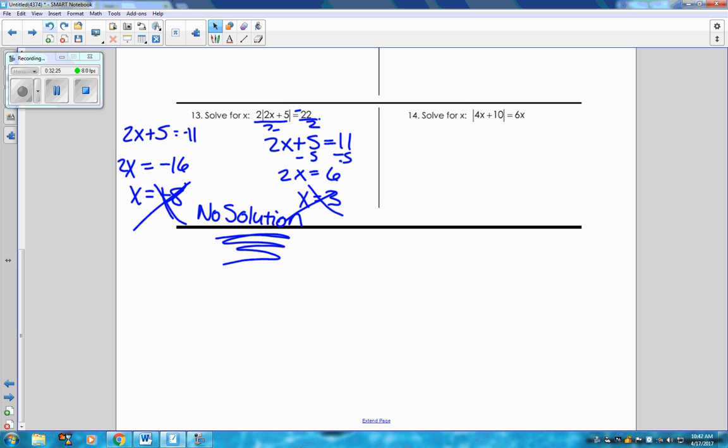So let's look at our last example. We're given the absolute value of 4x plus 10 equals 6x. I'm going to set 4x plus 10 equal to a positive 6x and 4x plus 10 equal to a negative 6x. All we're doing is solving for x. I'm going to subtract 4x. So I get 10 equals 2x. I get x equals 5.